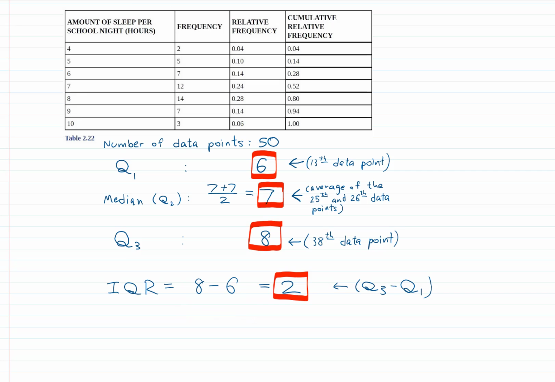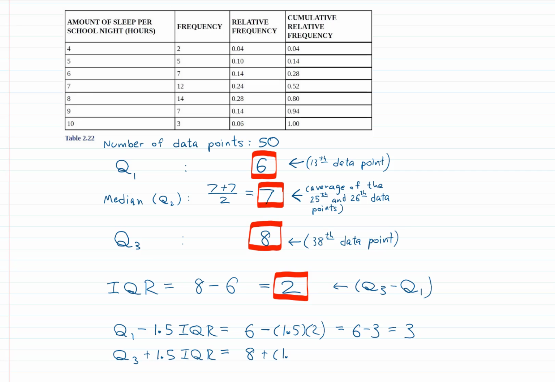Alright, now let's see if there's any potential outliers. So we do first quartile minus 1.5 times the interquartile range. So that is 6 minus 1.5 times 2, which is 6 minus 3, which equals 3. Are there any data points smaller than 3? The answer is no. Okay, now let's check the other end. We go the third quartile plus 1.5 times the interquartile range, which would be 8 plus 1.5 times 2, which is 8 plus 3, which is 11. Are there any data points bigger than 11? And the answer is no. So it does not look like there are any outliers in this set of data.